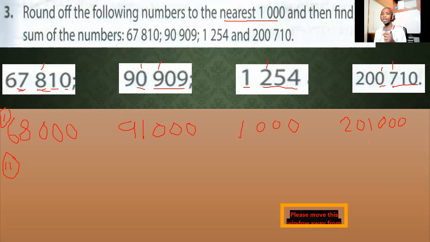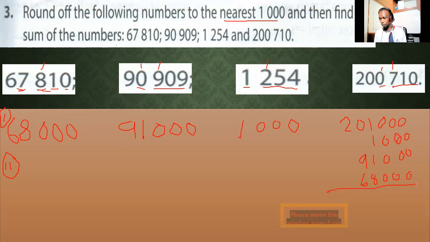It's 201,000. Okay, so below it, I'm going to put 1,000, and I put 91,000, and I put 68,000. So what is going to be our answer?